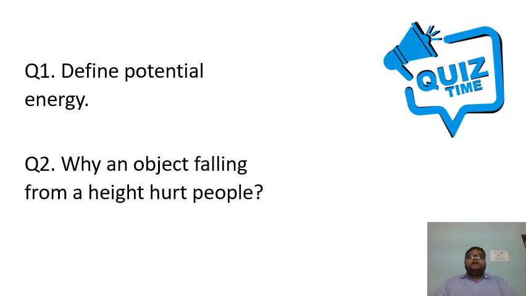So students, the answer is that when an object is at any height, it has potential energy. When it falls on someone, it transfers that potential energy to that person. As a result, that person gets hurt. Okay, students? So now let's go to our second module, or second part.